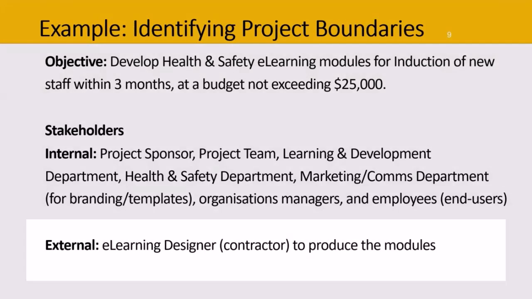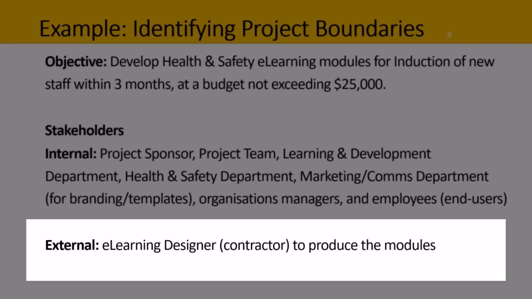For the external stakeholder, my main one is an e-learning designer who I'm going to contract. So this has some procurement in it, and they're going to be producing the modules. So for your project, just think about who might be impacted by your project or who might have an influence or impact on your project. So this could be community, it could be, if you're doing construction, maybe neighbours, it might be local government, different authorities or regulators. So just think broadly about who could be impactful to your project.